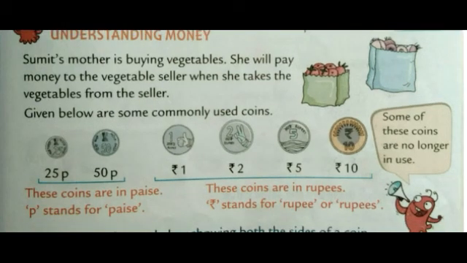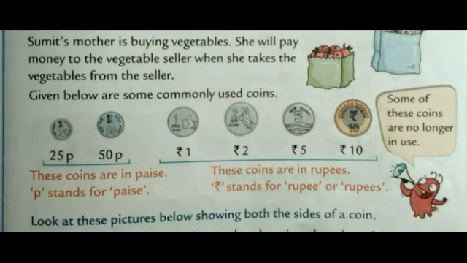Given below are some commonly used coins. So just look at these pictures given here. 25 paise coin, 50 paise coin. These coins are in paise. P stands for paise. And the pictures that you can see here are coins in rupees, like 1 rupee, 2 rupee coin, 5 rupee coin and 10 rupee coin. And this sign stands for rupee or rupees. Scholars, some of these coins are no longer in use, like 25 paise coin and 50 paise coin. These coins are no longer in use now.